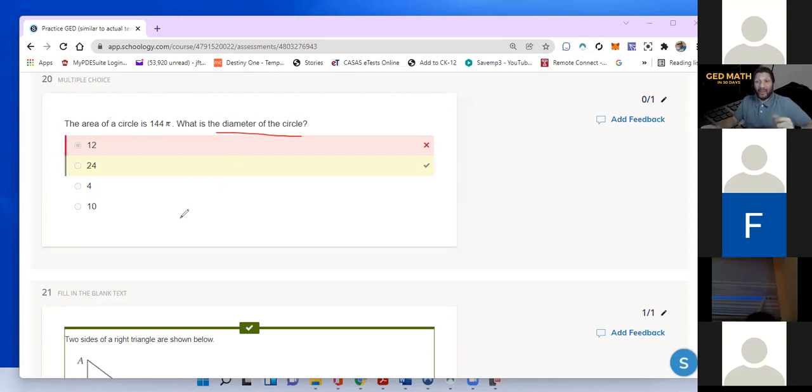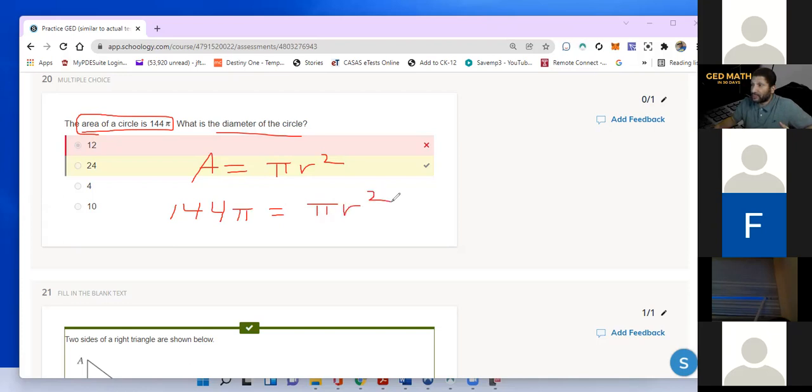So let me show you how to do it manually. First of all, what did they give us? The area is 144. Again, always identify what's given. Once you identify what's given, you go to your formula sheet. What is the area of a circle? Does anybody know the formula? A equals pi r squared. Watch this. We know the area is 144 pi, so instead of A, we put 144 pi is equal to pi r squared. Everybody understand that? Yes. Okay.